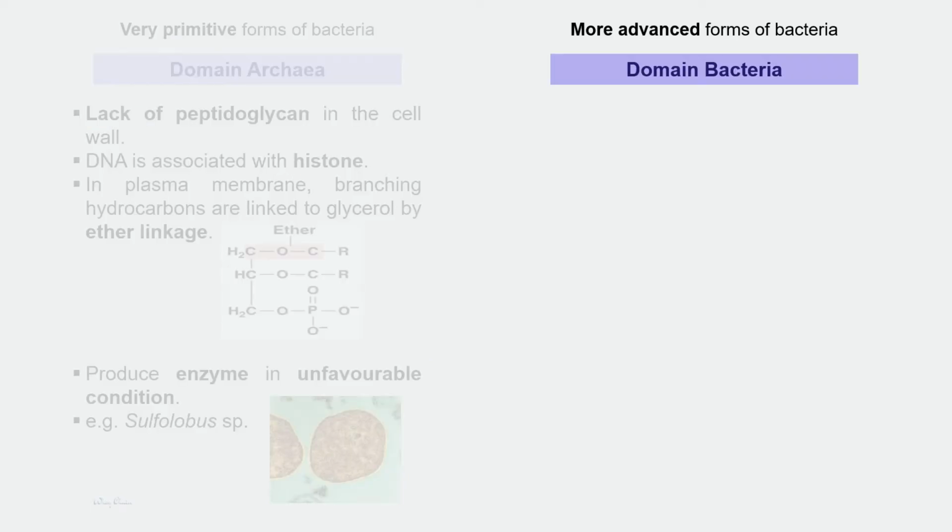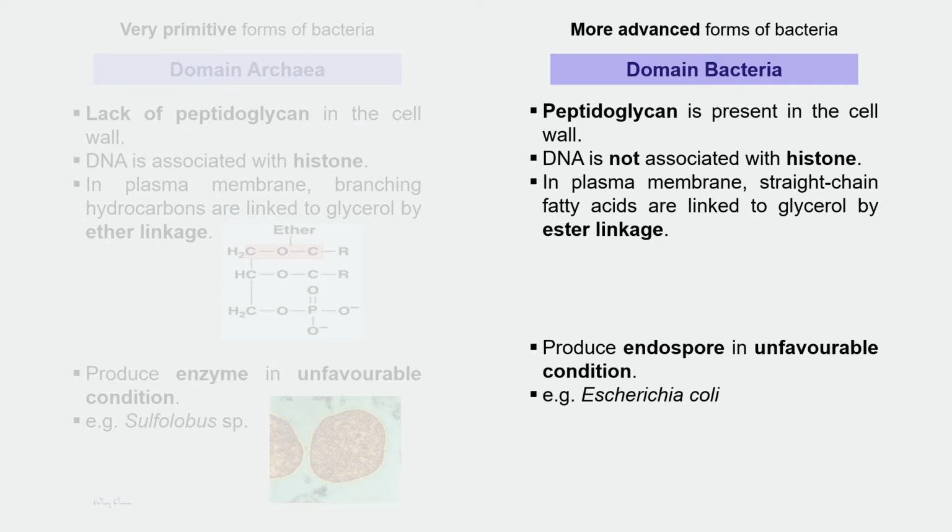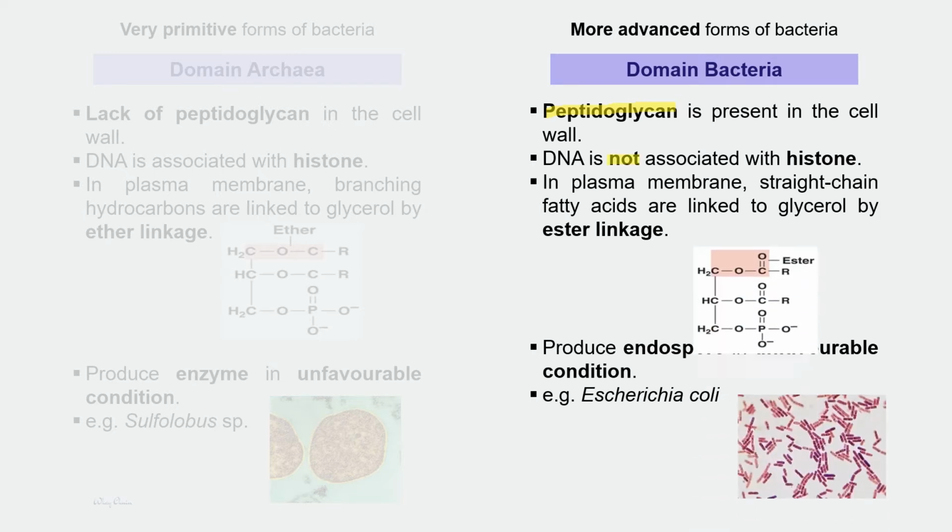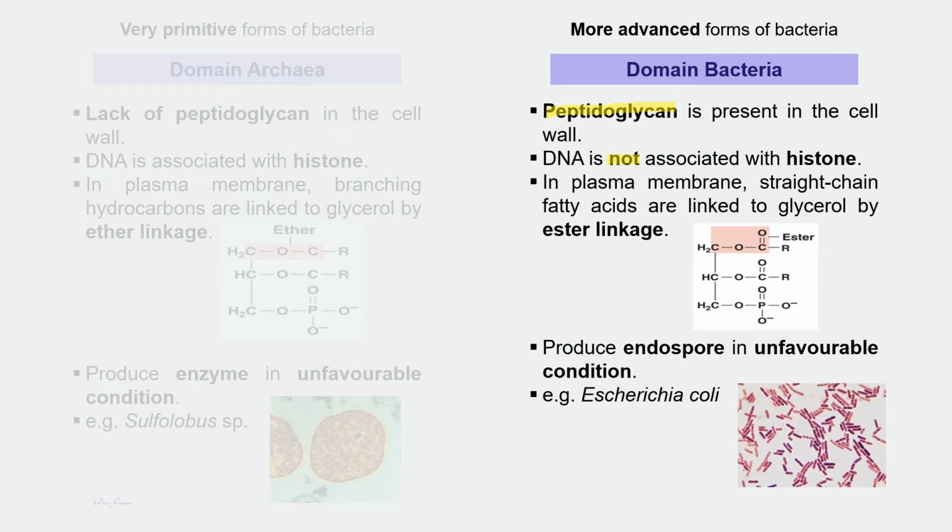However, domain Bacteria contains the bacteria which are more advanced, maksudnya lebih maju. The cell wall of these bacteria contains peptidoglycan, but the genetic material, DNA, is not associated with histone protein. The phospholipid molecule in the plasma membrane shows the 3 carbon glycerol linked to a fatty acid through an ester linkage.